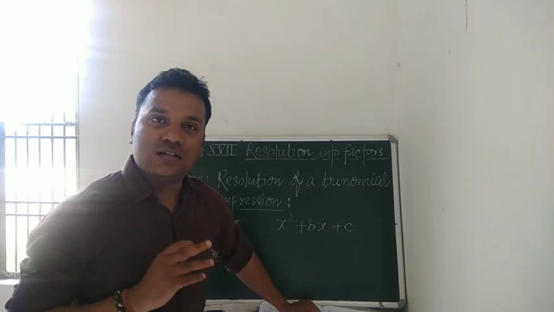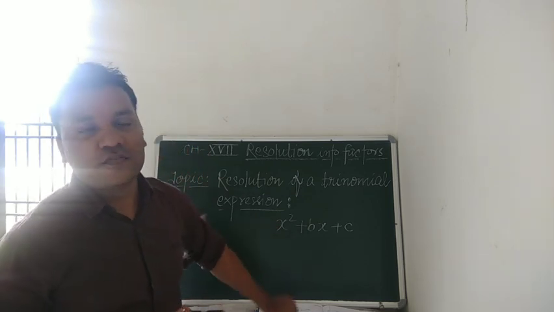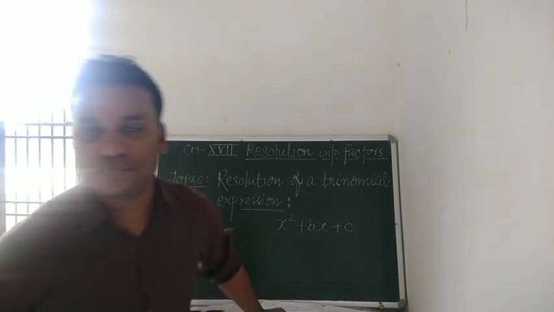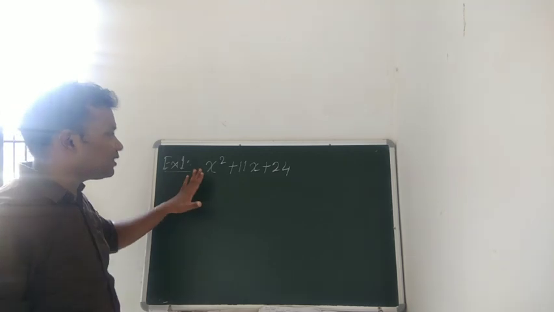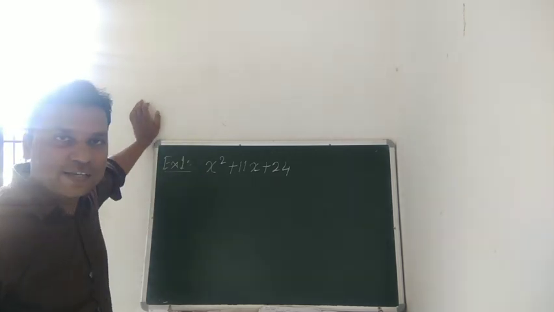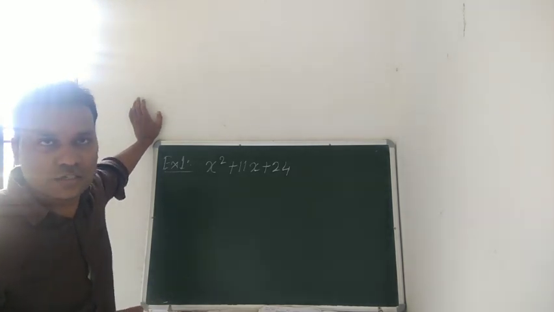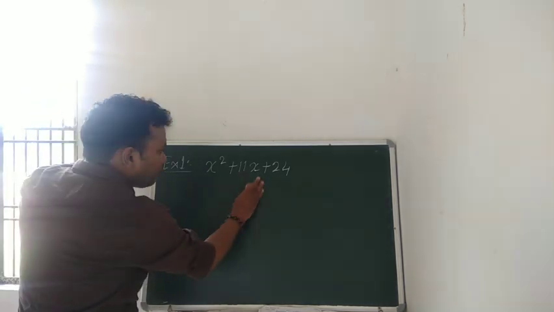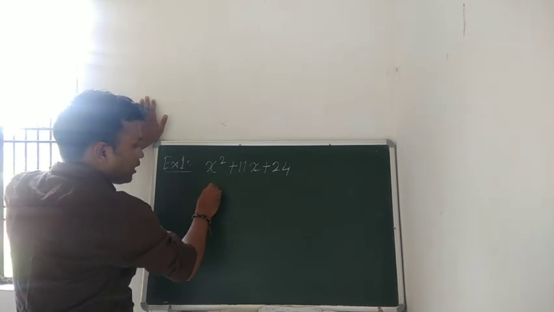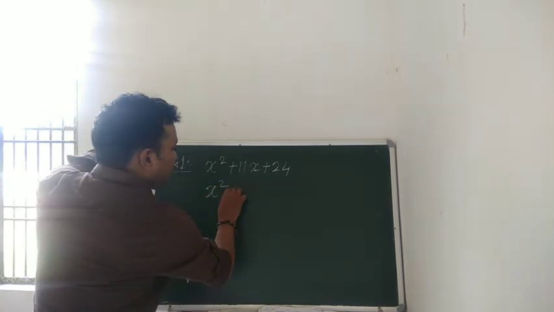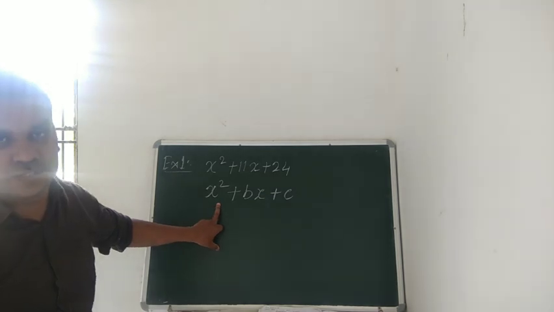So let's talk about how we can resolve such kinds of expressions into factors. Let's start. Example number 1. As you can see, in this example we are given an algebraic expression, that is a trinomial expression, and we have to resolve this trinomial expression into factors. So first of all, we will compare this trinomial expression with our standard form of the trinomial expression, which we have already discussed, x square plus bx plus c.